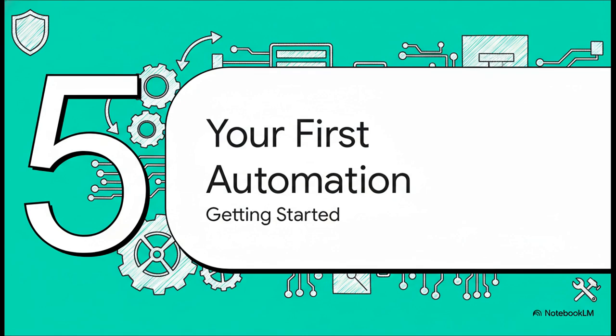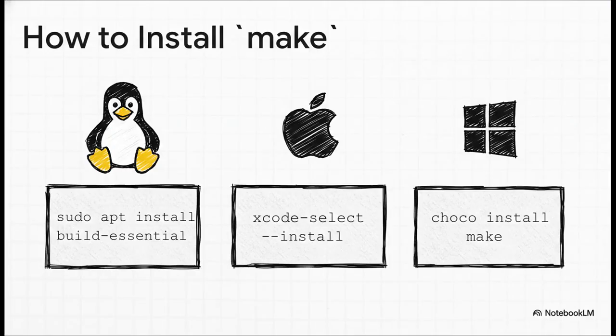Okay, let's get you set up so you can start automating your own projects right away. Now, the Make program might actually already be on your system, but if it's not, don't worry, installation is super simple. For Debian-based Linux systems like Ubuntu, you just need the build-essential package. On a Mac, the Xcode command line tools will handle it for you. And if you're on Windows, the Chocolatey package manager makes it a single, easy command.